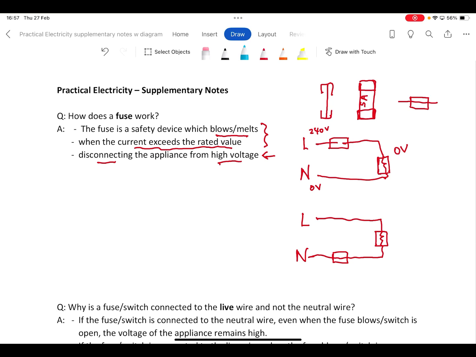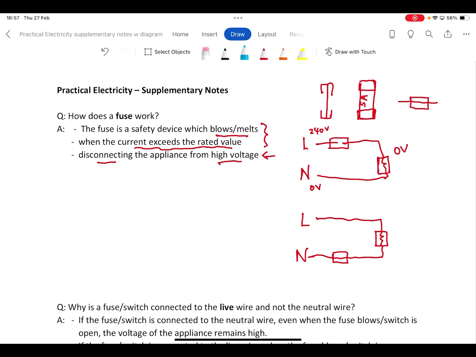So what I'm trying to tell you is, you cannot explain this in terms of current. Because if you explain in terms of current, it doesn't matter where you put the fuse. So what Geraldine says is correct. It must be explained in terms of voltage. So the first part you need to explain in terms of current: the fuse blows when the current is too high. After the fuse blows, then you explain in terms of voltage.